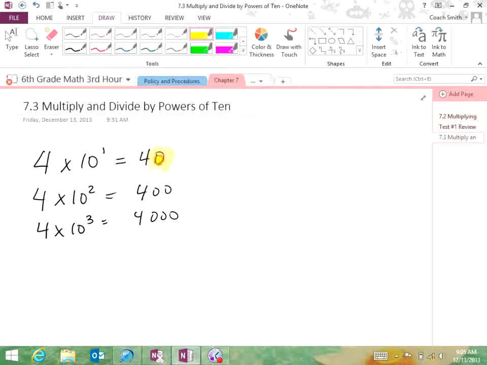You will notice that the number of zeros in the number corresponds with the exponent in the number. Okay? The number of zeros in the number corresponds with the answer. Now, what you are doing is this.